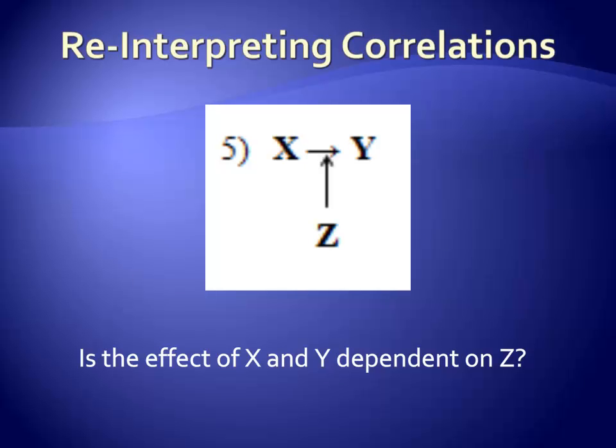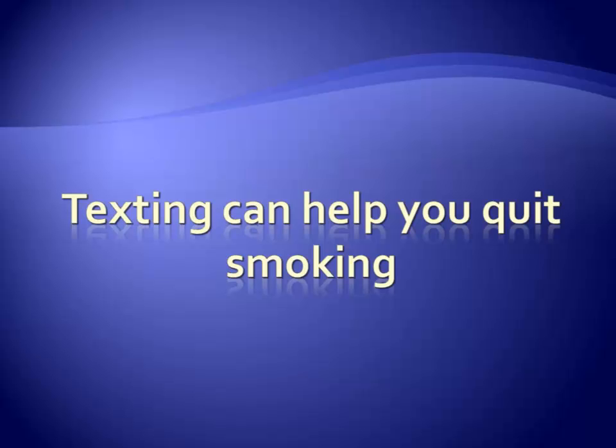The fifth and final way we'll discuss on how to reinterpret a correlation relates to the presence of a moderating variable. This means that the effect of X on Y is dependent on Z. For example, an article on CNET presented findings from a study that showed that texting can help you quit smoking.